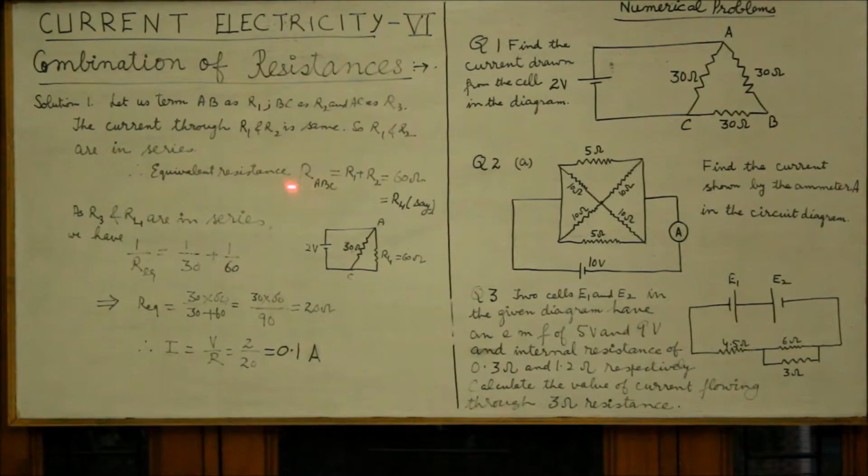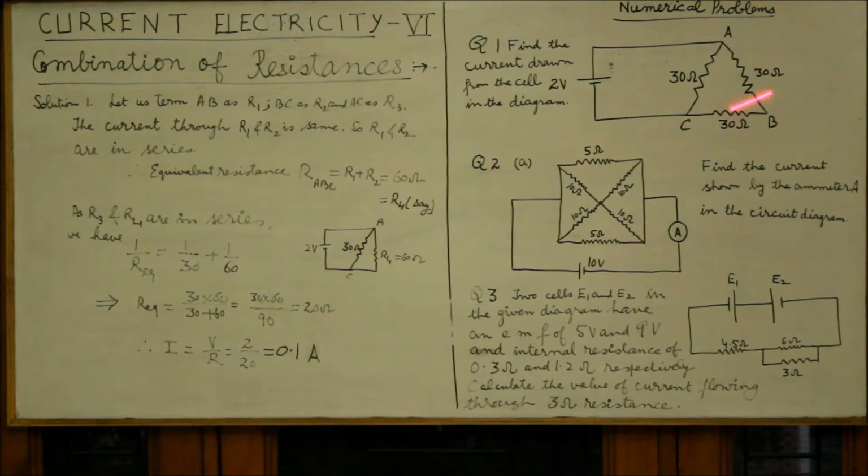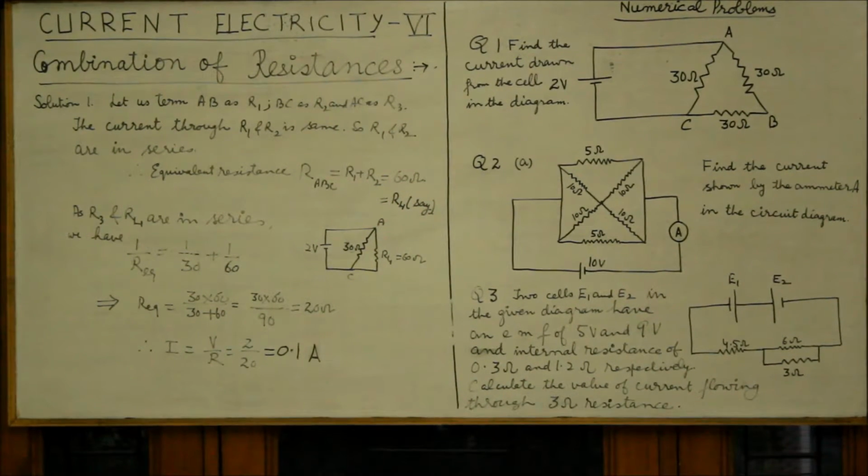To get the equivalent resistance in this branch ABC, the resistance will be R1 plus R2, that is 30 ohms plus 30 ohms equal to 60 ohms. Let's call this resistance R4. The circuit diagram can be redrawn here. You have this 2 volt cell, the 30 ohm resistance, and this now is a single resistance of 60 ohms. So we have replaced it by R4, 60 ohms.